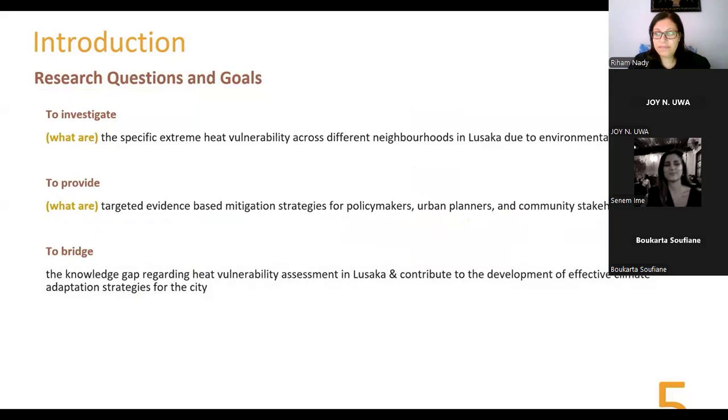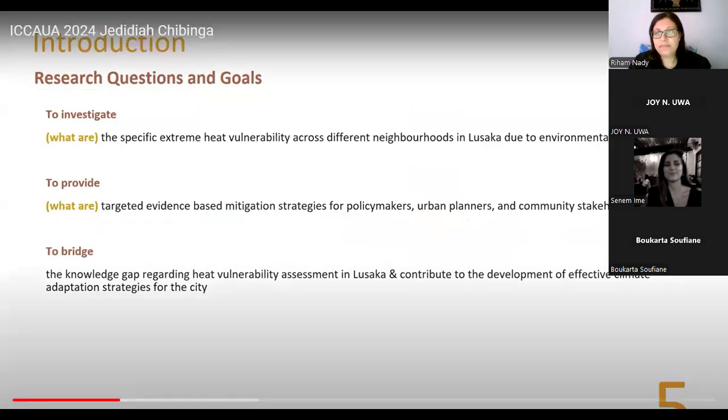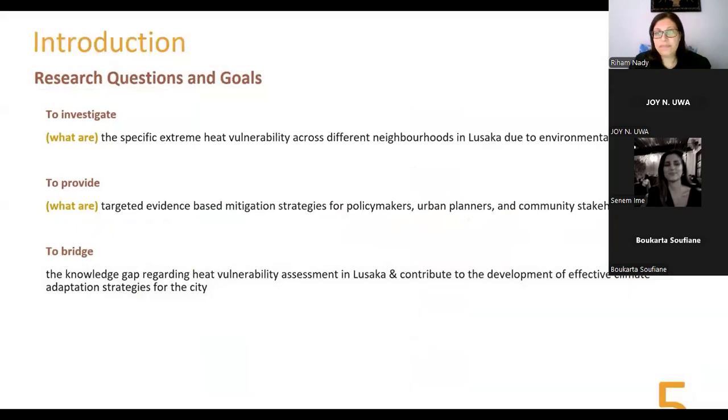So the main goal was to bridge the knowledge gap that existed with regards to how vulnerable different neighborhoods are, as well as the mitigation efforts that can be put in place with the whole aim of effectively combating climate change in the city.